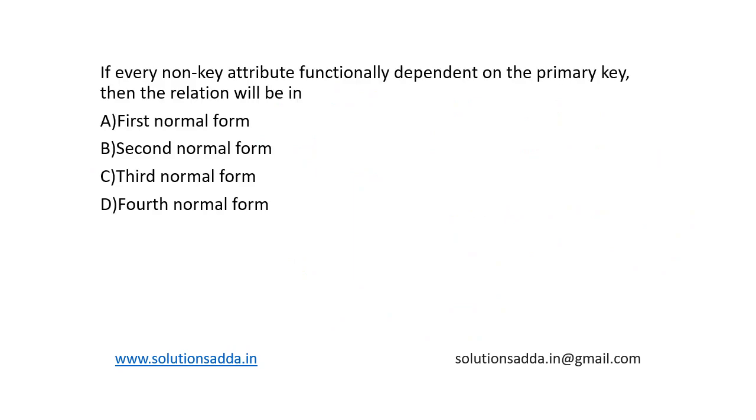This is a previous ISRO question. If every non-key attribute is functionally dependent on the primary key, then the relation will be in first normal form, second normal form, third normal form, or fourth normal form.